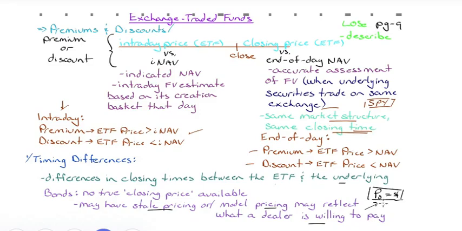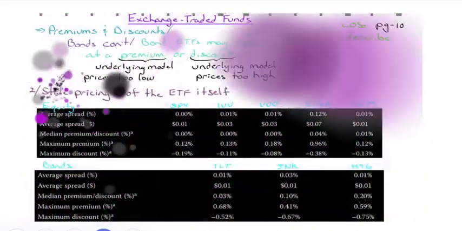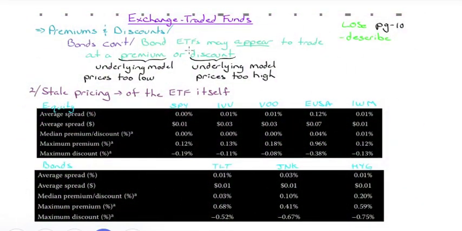So sometimes the model will reflect a discount from these model-derived prices because it reflects what a dealer is willing to pay, thereby giving the illusion that the ETF price, depending on how it's priced, may appear to be trading at a premium or discount to its NAV. All right, so as I said on the previous screen, bond ETFs may appear to trade at a premium or discount. They appear to trade at a premium if the underlying model prices are too low, or at a discount if the underlying model prices are too high.